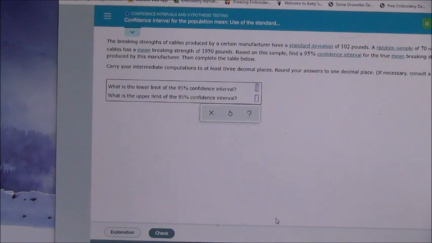I'm going to let you go ahead and try the next one that's on the paper yourself.